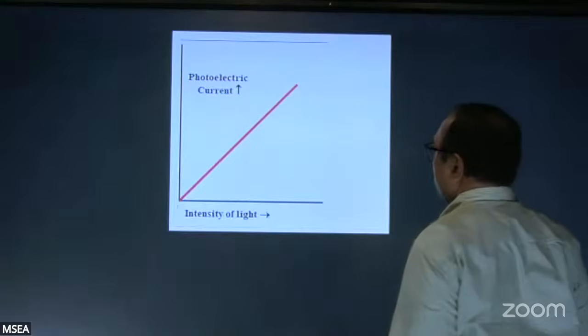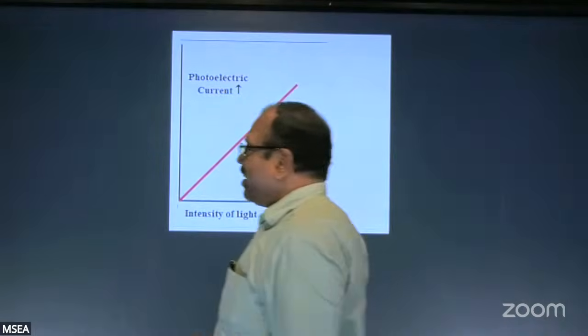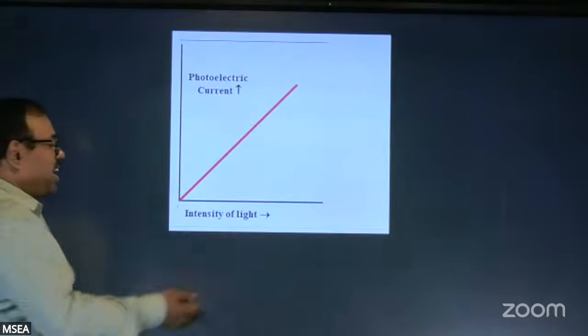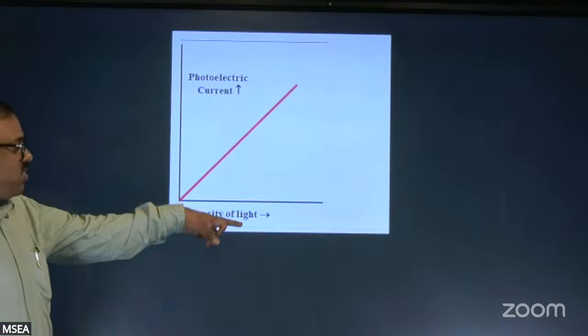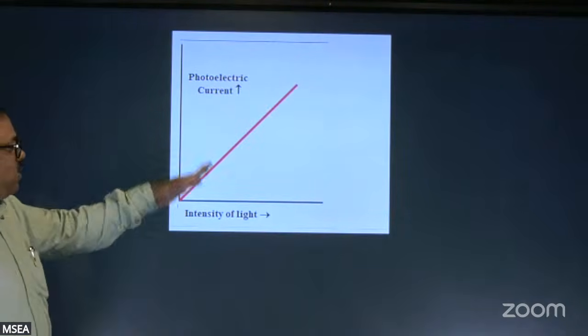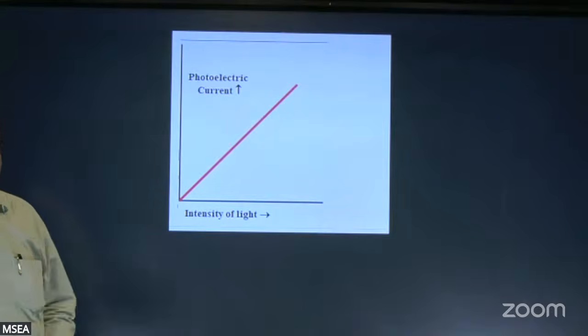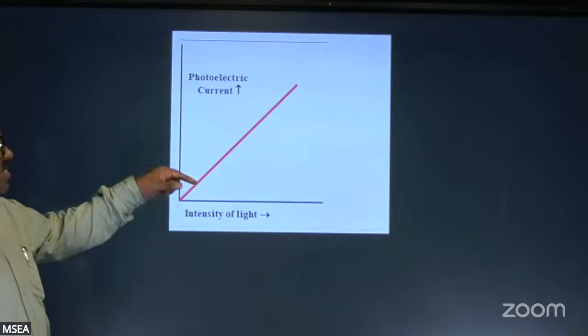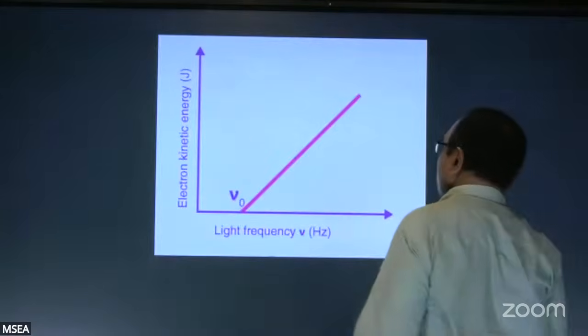Then one more important graph, photocurrent against intensity. Intensity is directly proportional to current, so that's why the graph is a straight line passing through the origin.